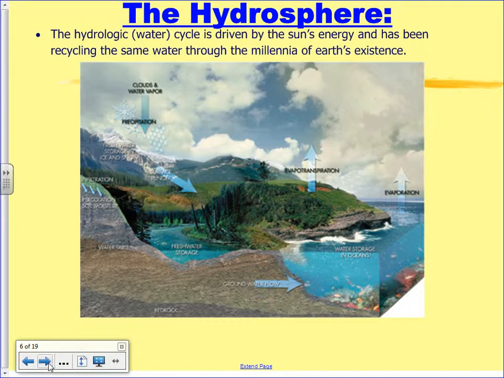All right, so here's our water cycle. I know you've been beaten over the head with the water cycle since you were little. Okay, but we're going to do it one more time. We're going to talk about the really technical kind of parts of it here.